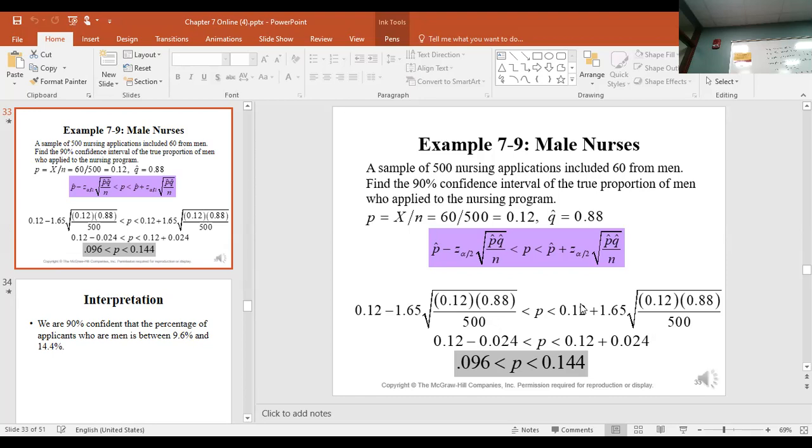Can you use your calculator to find this? This is the sample proportion. That is about 12% of applicants for nursing are male. This is a point estimate. So we want to find the 90% confidence interval. If the confidence level is 0.9, Z alpha over 2 is 1.65.